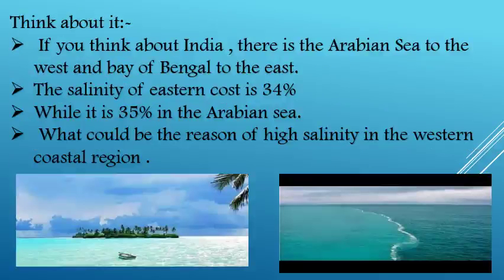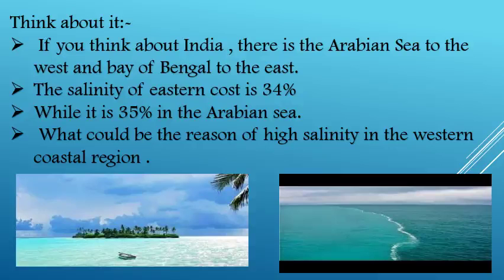Think about it. If you think about India, there is the Arabian Sea to the west and the Bay of Bengal to the east. The salinity of the eastern coast is 34%, while it is 35% in the Arabian Sea. What could be the reason for the high salinity in the western coastal region?